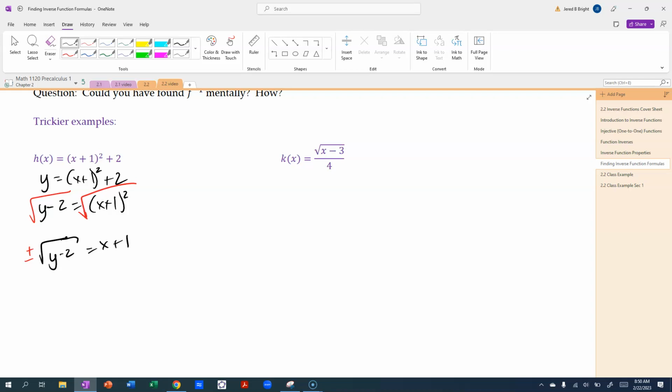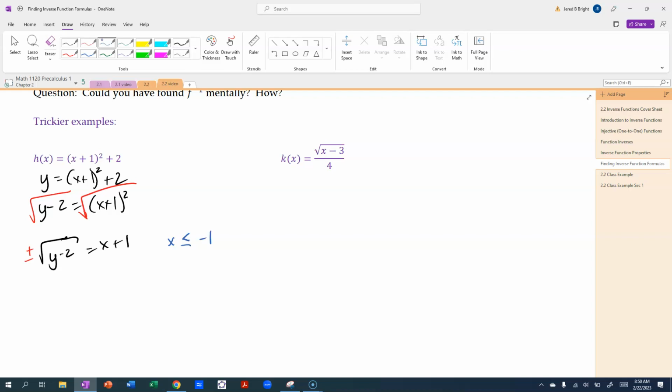Here's what we need to do. We need to be able to pick the sign. So what I'm going to do is introduce an extra condition. I'm going to say that x is, let's say, for fun, less than or equal to -1.